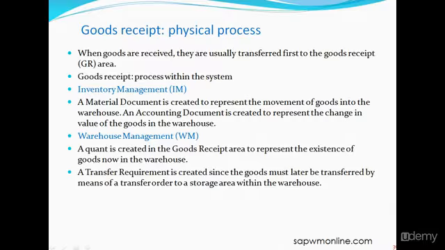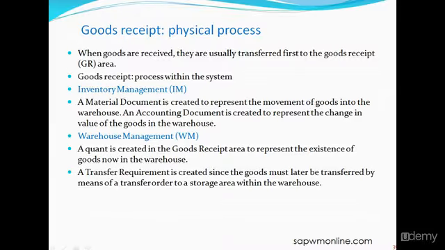So when goods are received, they are usually transferred first to the goods receipt area. Goods receipt process within the system. So what happens at an IM level and a WM level? At an IM level, a material document is created to represent the movement of goods into the warehouse. An accounting document is also created to represent the change in the value of goods in the warehouse.